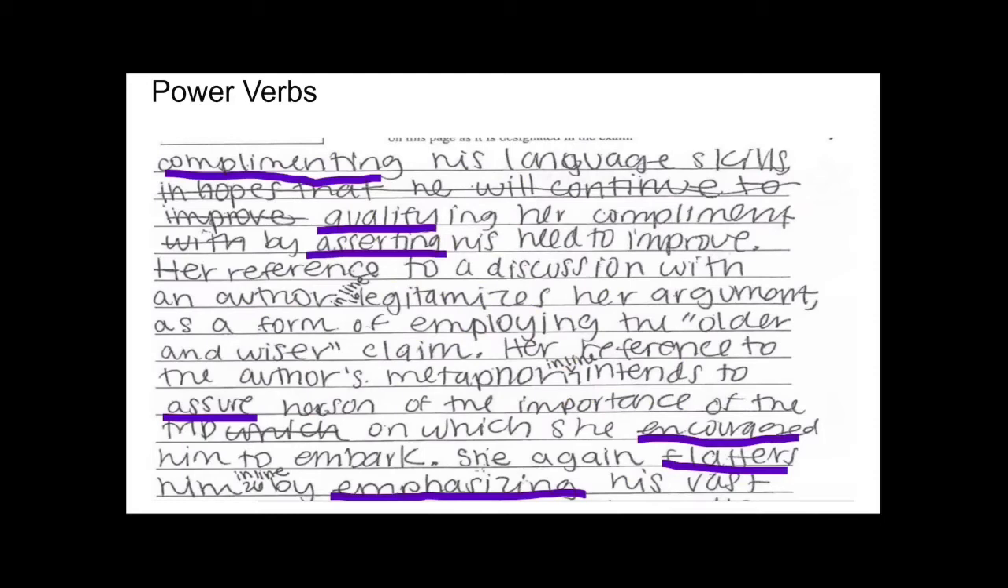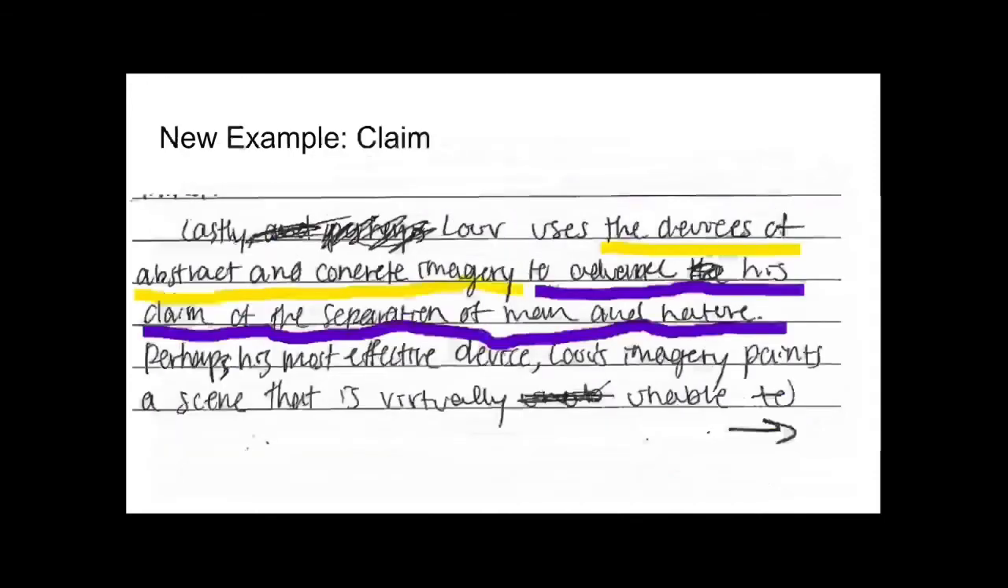It's about how accurate the word is in describing what the author is in fact doing. Here's a new claim. And I chose this particular passage because this particular prompt is a little bit more like what you might be doing with the Margaret Atwood Handmaid's Tale prompt. But this claim is we have a what, which is devices of abstract and concrete imagery.